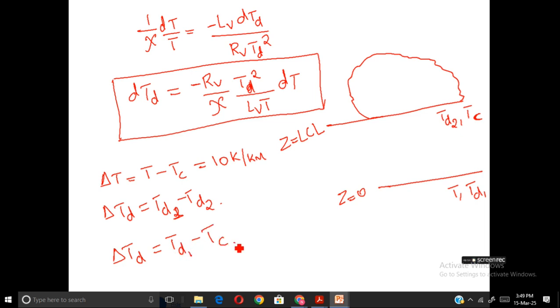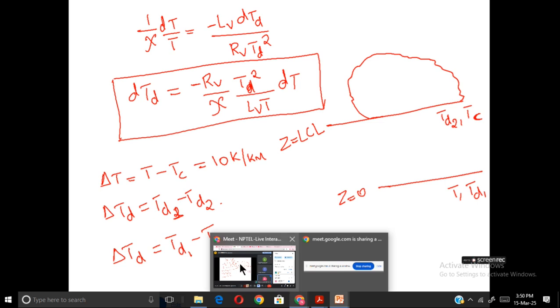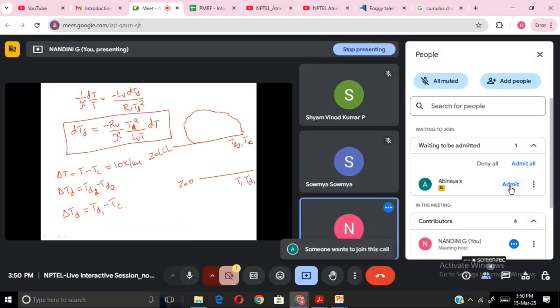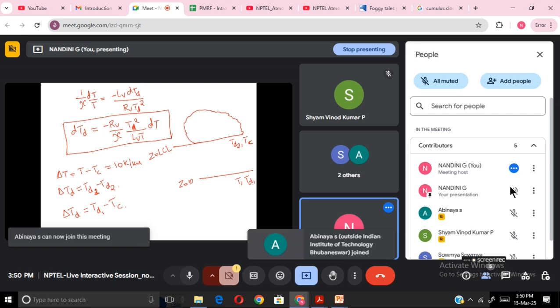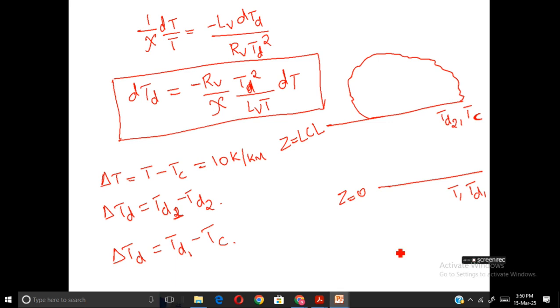At that particular height, or at Z is equal to LCL, the dew point temperature and the environment temperature are both equal. So Td2 can be written as Tc as well. So delta Td becomes Td1 minus Tc. This is equation number 4.